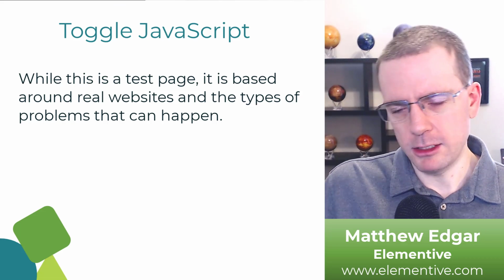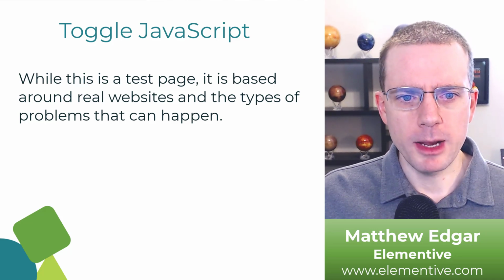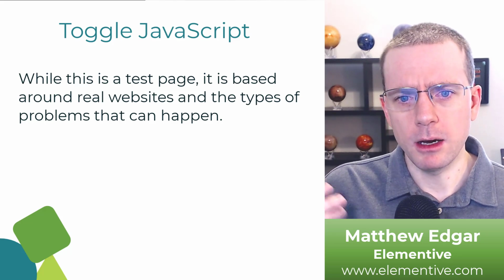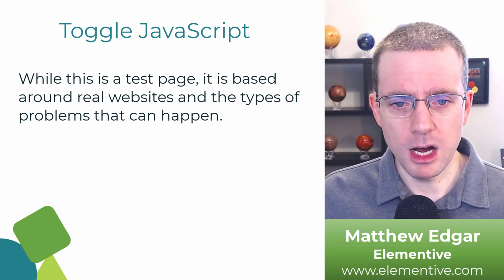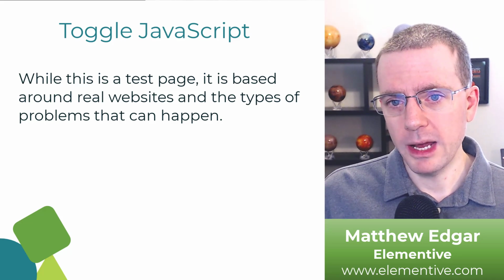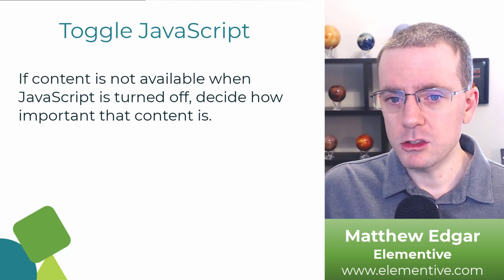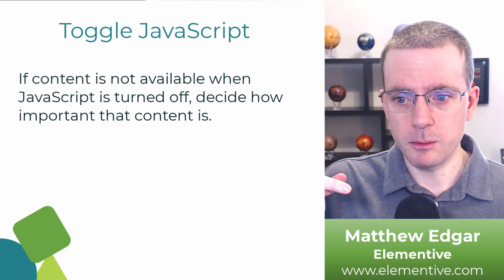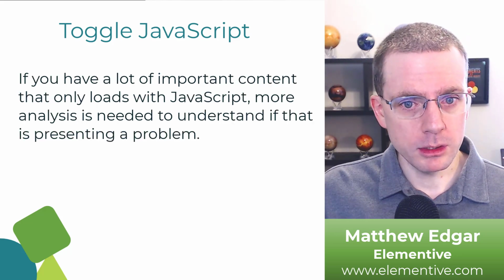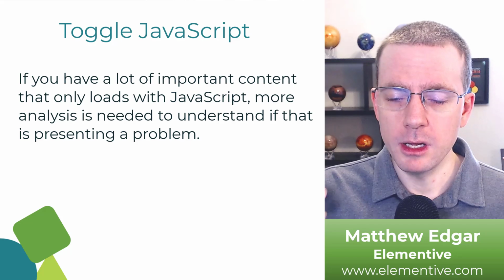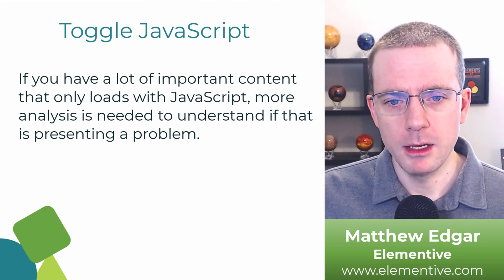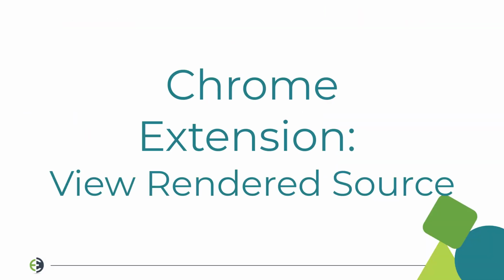Now, obviously, this is a test page that I set up just to experiment with things and show some examples of what might happen, but this mimics what I see on real websites. When you turn JavaScript off, you'll see a lot of content disappear. And if you see that content go away, you need to step through and really start to decide, okay, is this content something that's really important for bots to see or not? And if you have a lot of important content that appears to only be loaded via JavaScript, you need to dig deeper.